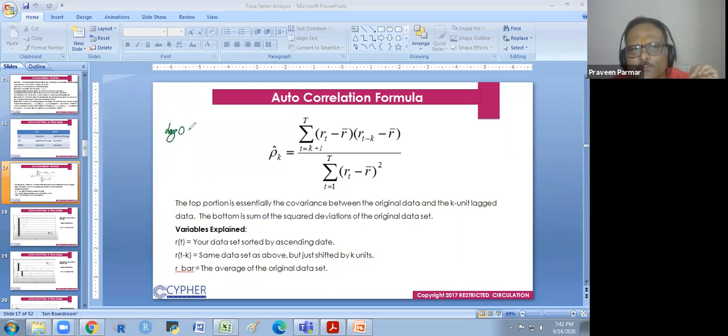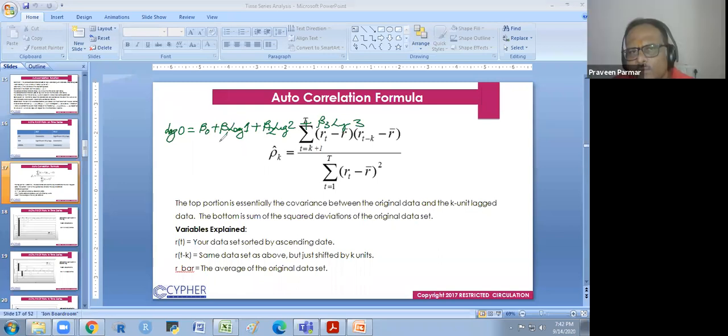Lag 0 is equal to beta 0 plus beta 1 lag 1. Does that make sense to everyone? Plus beta 2 lag 2 plus beta 3 lag 3. Does that make sense to everyone now?